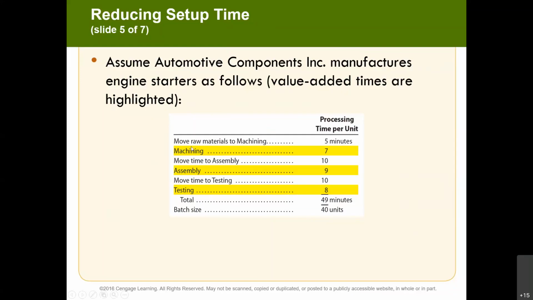First they move raw materials out of their raw materials inventory into the machining process. The machining process takes 7 minutes. They then move that to the assembly process. The move time takes 10 minutes. The assembly process takes 9 minutes. Then they move it into testing. The move from assembly to testing takes 10 minutes. The testing process takes 8 minutes. That gives you a total lead time of 49 minutes. And in that 49 minutes, we're saying we can produce 40 units.